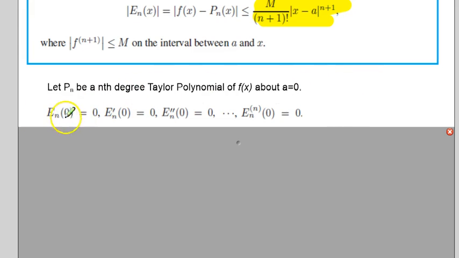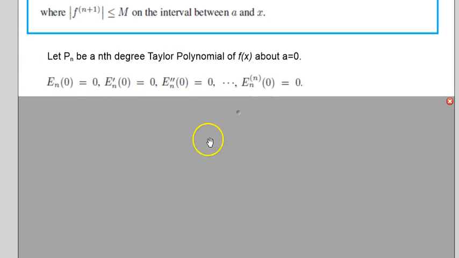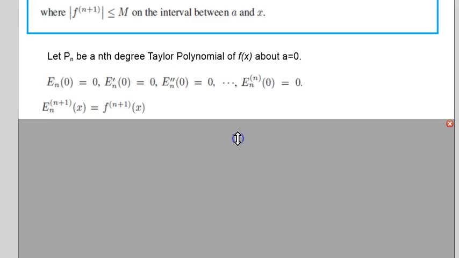In other words, the errors on each of those terms for the function value, the derivative, and any other derivatives are always going to be 0, because the Taylor polynomial value exactly matches the function value when you evaluate both of them at x equals a, in this case 0. Okay, and since we have an nth degree Taylor polynomial, the n plus 1 derivative of the Taylor polynomial is going to be 0, and so in that case we have this that holds.